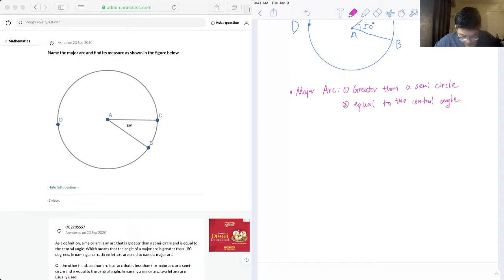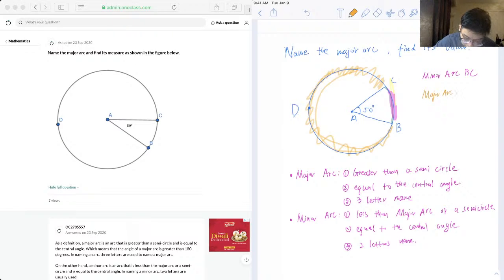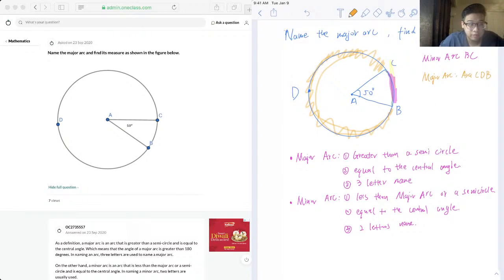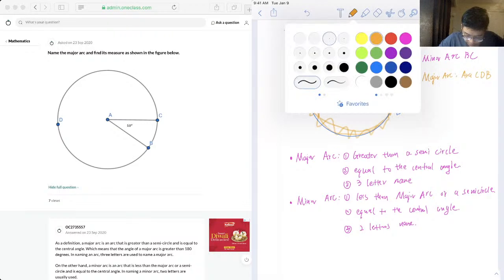And in terms of naming the major arc, we call the arc CDB, which is the same as arc BDC. They're representing the same thing. Also, a circle completes in one revolution, and so its measurement is always 360 degrees. So we can do our calculation.